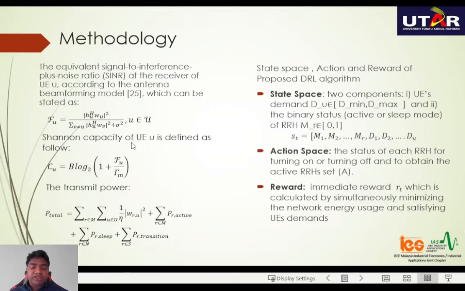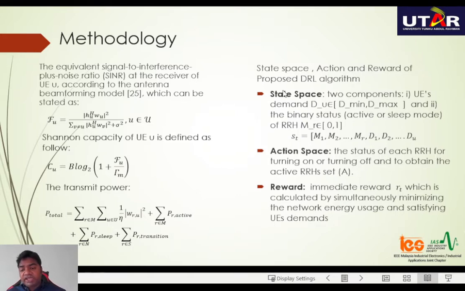According to the Shannon capacity of UE u, it is defined as follows: C_u is equal to bandwidth times log2(1 plus F_u divided by lambda). The total power is equal to the transmission power, active power, plus sleep power plus transition power.